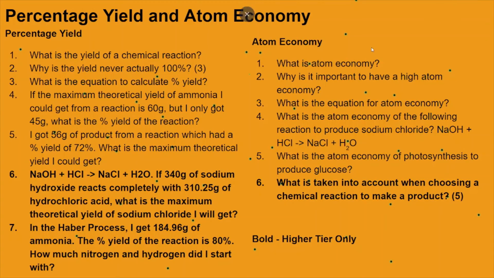Okay, on to atom economy. It's important not to confuse percentage yield and atom economy. Well, percentage yield refers to the actual yield versus the amount we expect. Atom economy, we're more talking about the useful product versus the total product. So, for example, if we have multiple products but only one of them is useful, what percentage mass of the total product is our useful product?